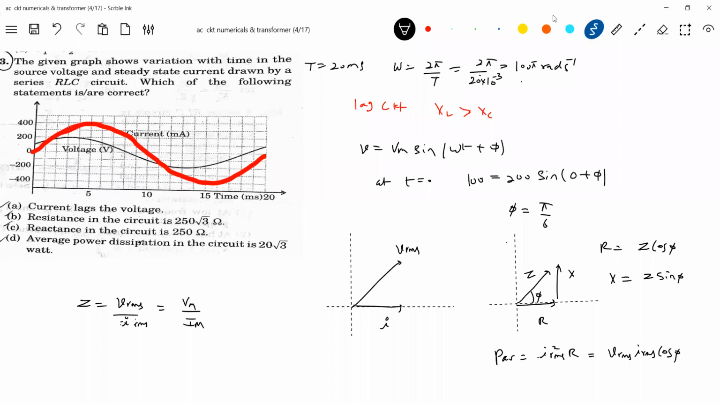From the graph also it can be asked here. Be careful. Only reactance we are able to tell. How much is the value of L and C? Not possible, because further some information has to be given.